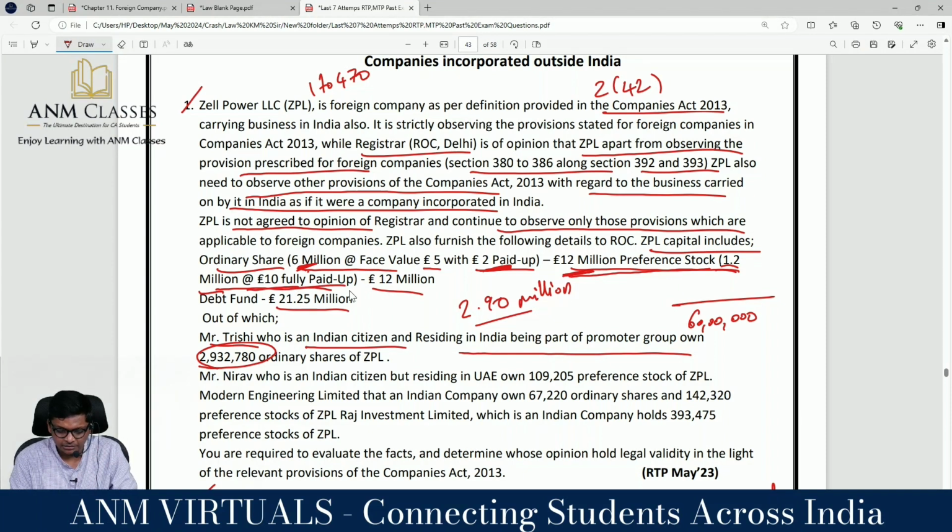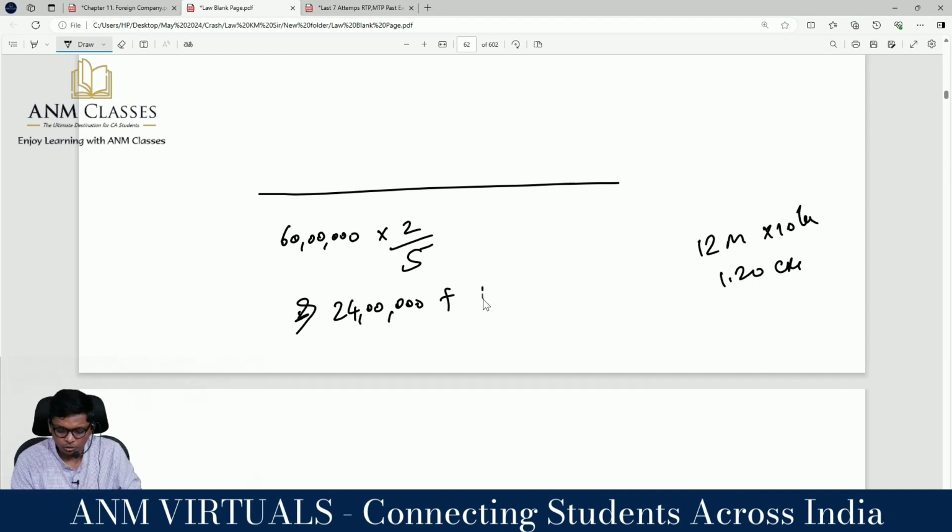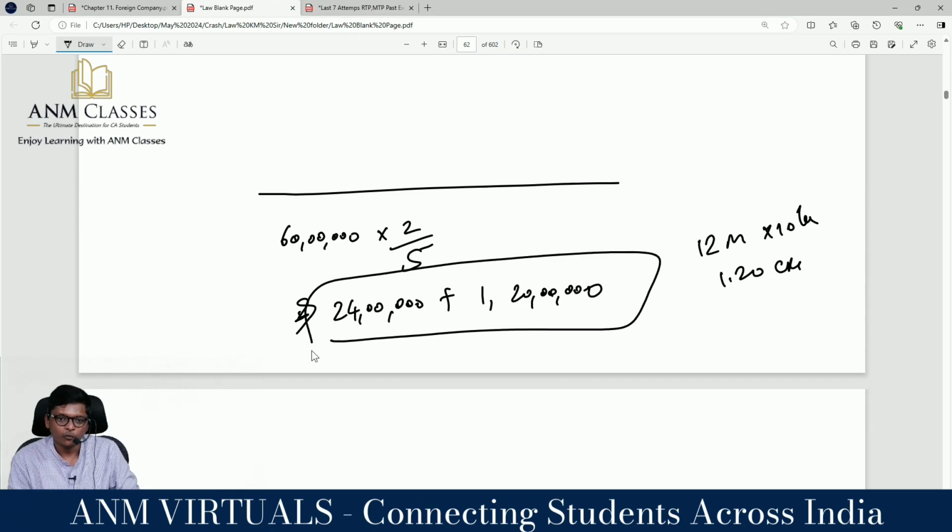This is as it is. What is the value? What is 12 million? 1.2 crores. Correct. 1 million is 10 lakhs, so 12 million into 10 lakhs is 1.20 crores. So I will write here 1 crore 20 lakhs. In our exam we will not get it in millions, don't have to panic. 1 million is 10 lakhs, just convert. So my denominator roughly becomes 1.44.